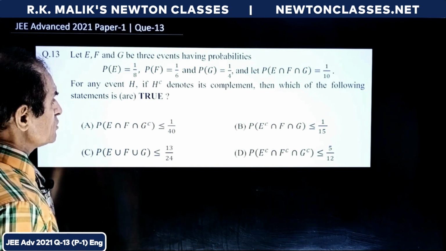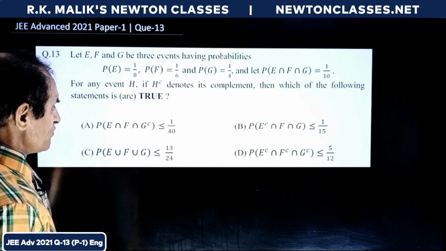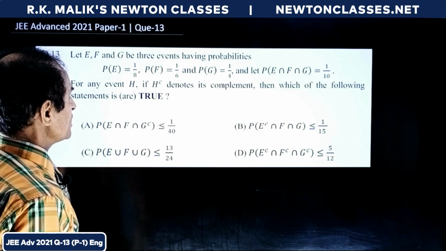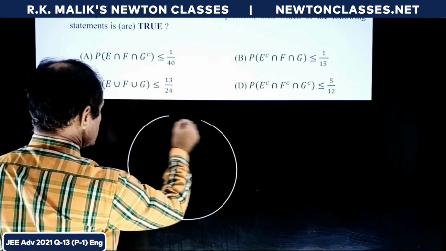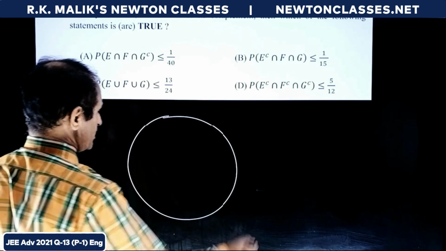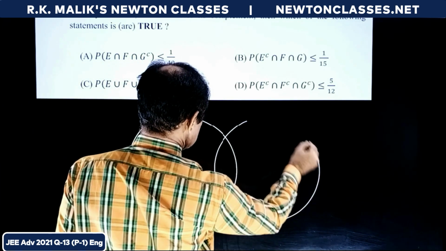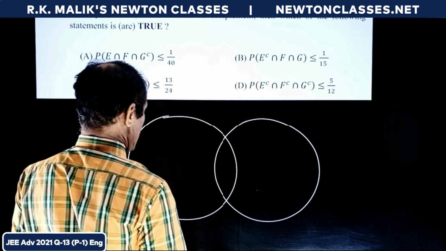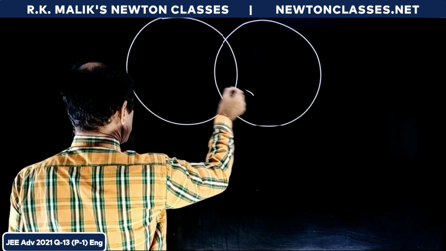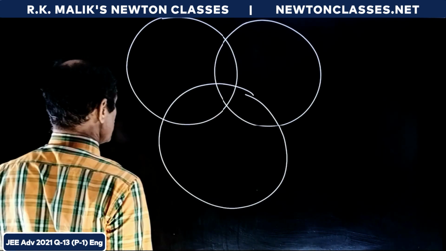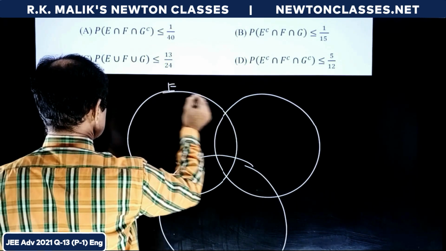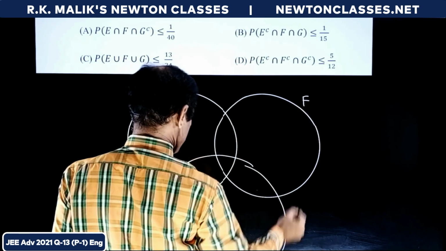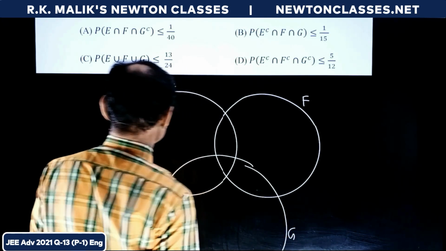The best way of doing this question is with the help of set theory, that is with the help of a Venn diagram. Suppose this set denotes the event E, this set denotes the event F, and this set denotes the event G. That is, E is here, F is here, and G is here.